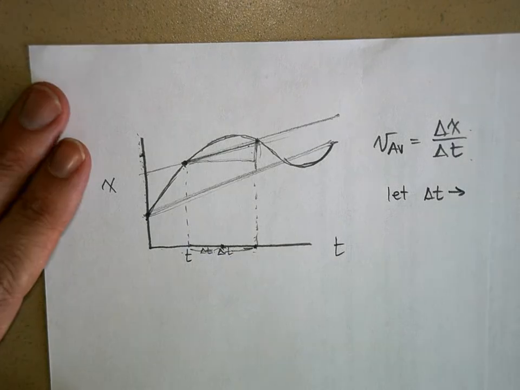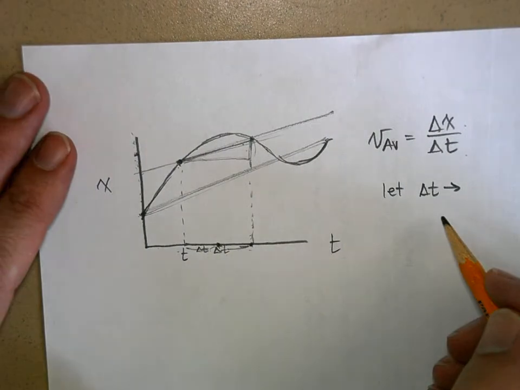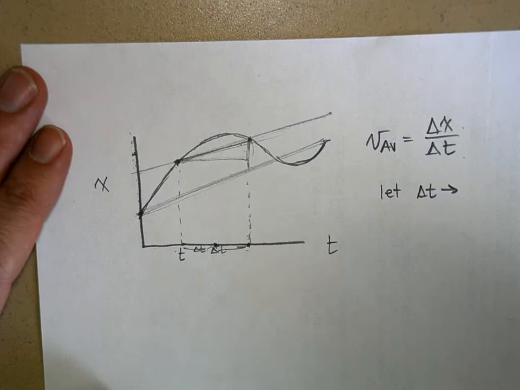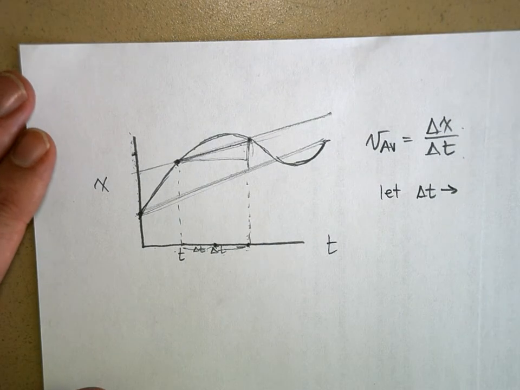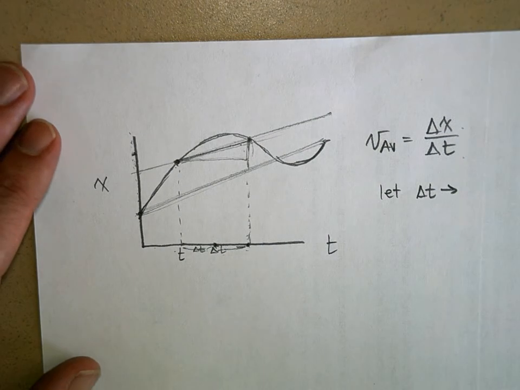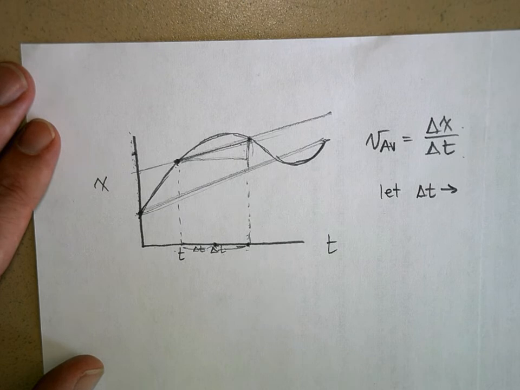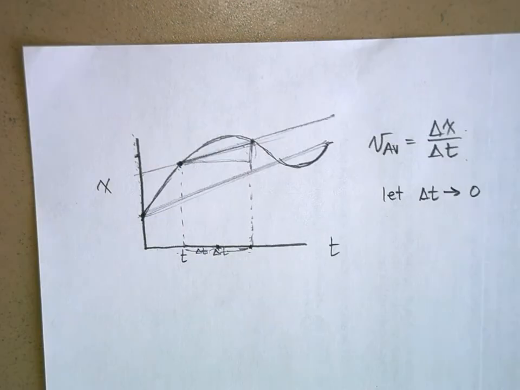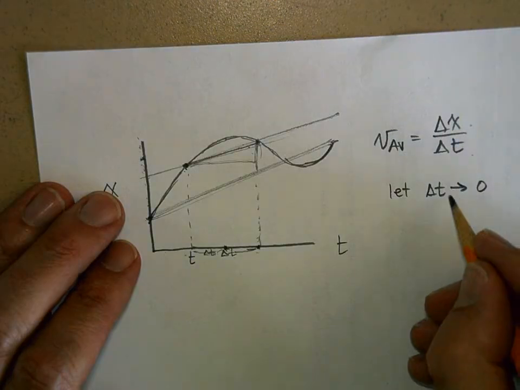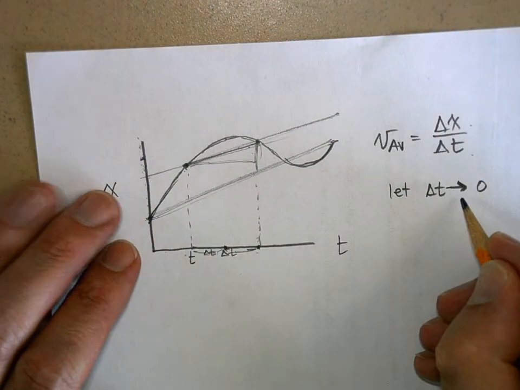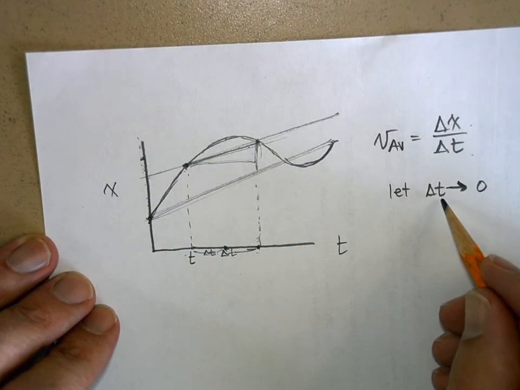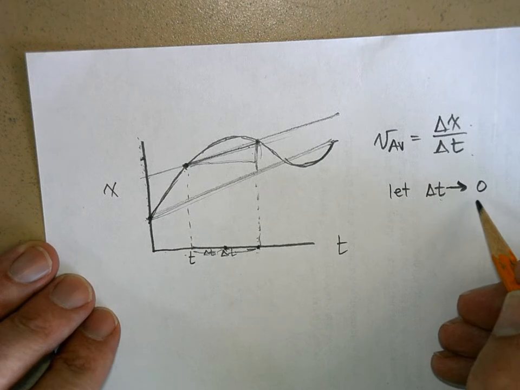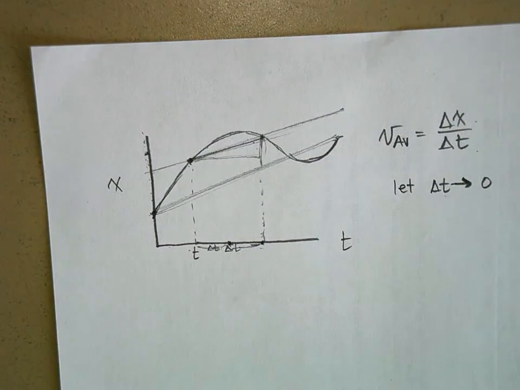Look it up. Anyway, delta t, we're going to let it get really small. What's the smallest it can get? What's the smallest time interval you can have? 0. Well, you can't get to 0, but see what this arrow, what does this arrow mean in mathematics? It means let delta t approach 0. It never reaches it, it just approaches 0.